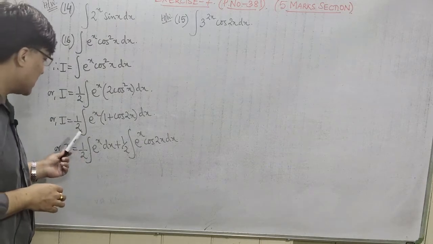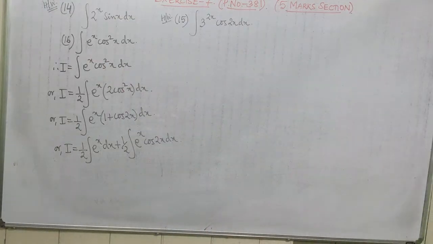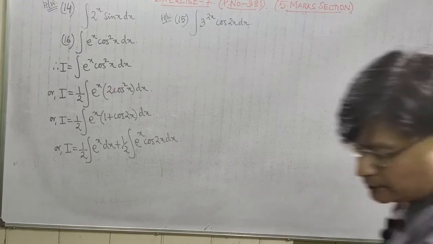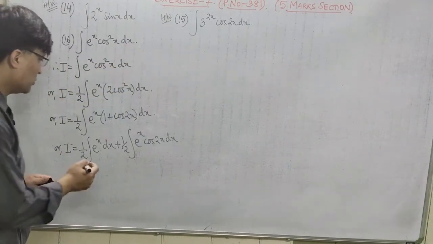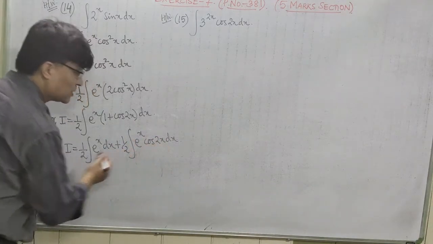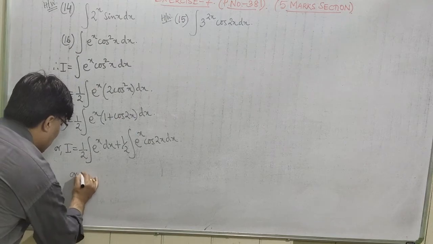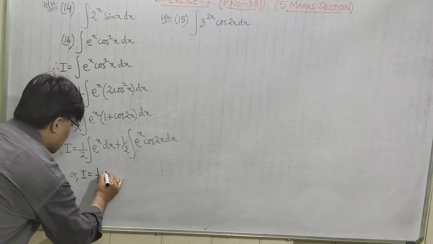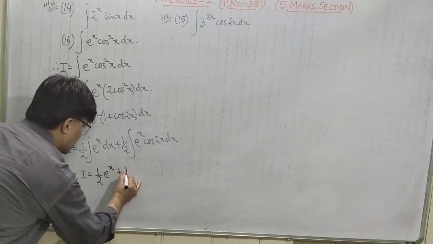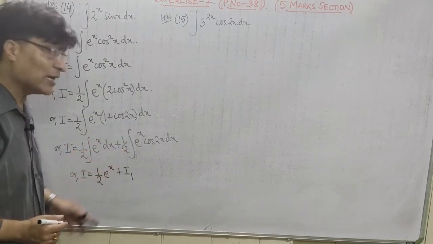So we have got this expression, that is half integration of e to the power x dx plus half integration of e to the power x cos 2x dx. Okay. So now this is half integration of e to the power x cos 2x dx. Again you have to use integration by parts out here. You can easily integrate this first function. So I is equal to half e to the power x plus, it can be taken as now I1. Okay. So let us take this integration as I1.